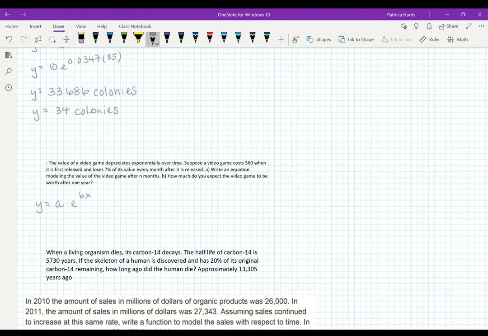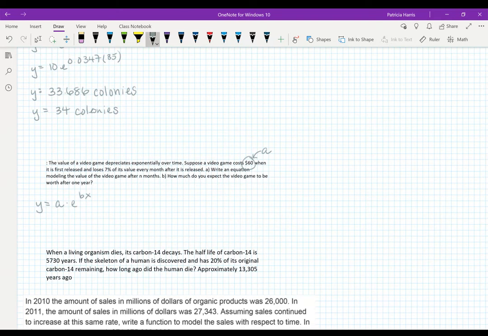The value of a video game depreciates exponentially over time. Suppose a video game costs $60 when it's first released. So that's $60, that's our A, because it's our initial value. And we lose 7% of the value every month after its release. So we have two tasks. Write an equation modeling the value of the video game after n months, and how much do you expect the video game to be worth in 1 year?